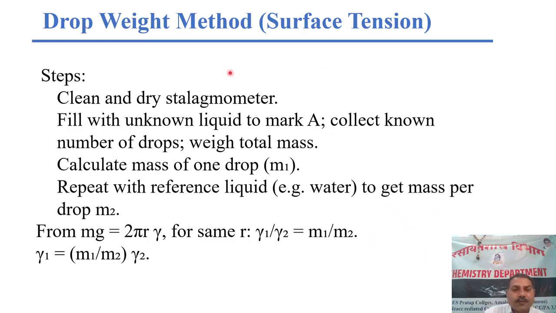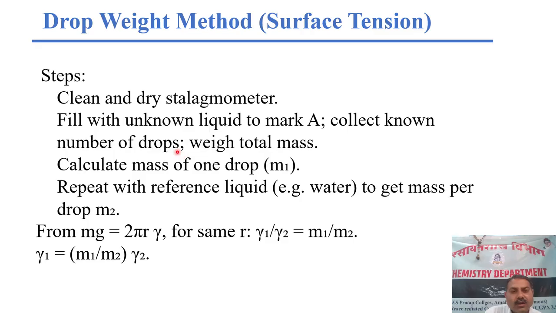Another method is the drop weight method. We have to determine the weight of the drop to determine the surface tension. So what are the steps? Clean and dry the stalagmometer. Then fill it with the unknown liquid up to mark A. Already we have seen the markings A and B.